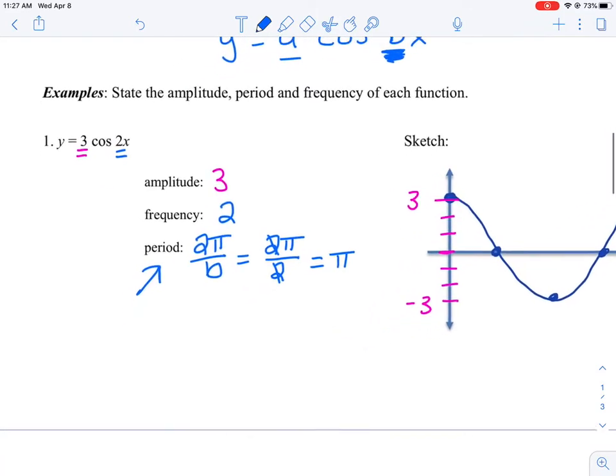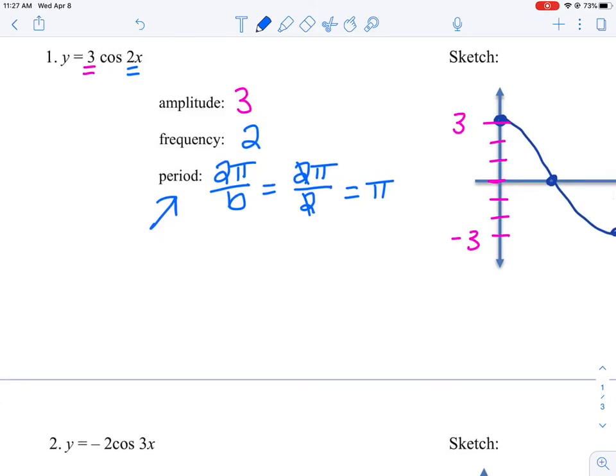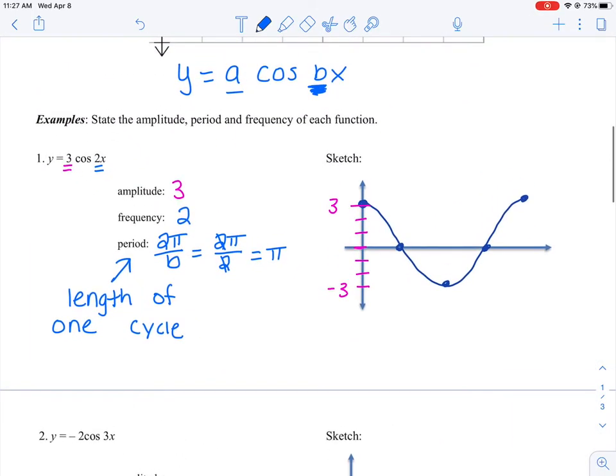Your period, we do need to know this formula, and we do need to know what it means. Your period is your length of one cycle. Why this is important is I sketched one cycle of this function, so I need to label at the end of my x-axis, that's where the one cycle ends, is pi. So my length of one cycle is pi. Again, very similar to your sine function, except now the graph looks a little different, but I am labeling my x and my y axes, still using my amplitude and my period.